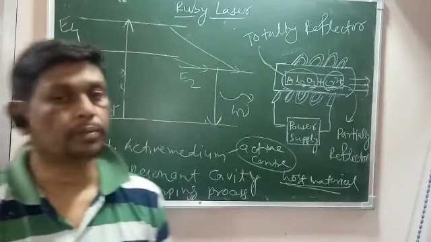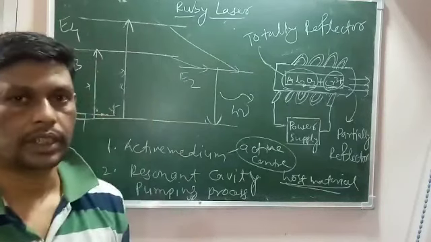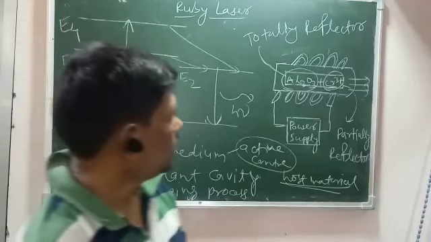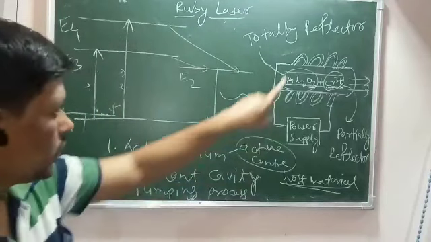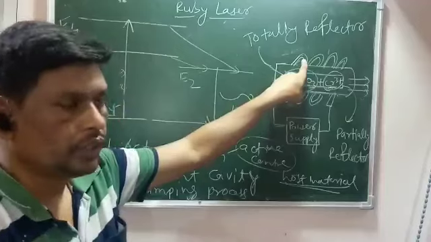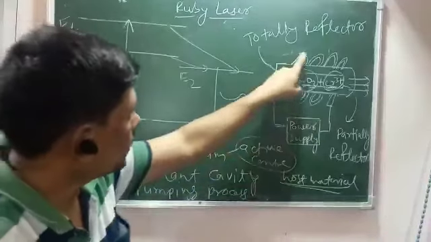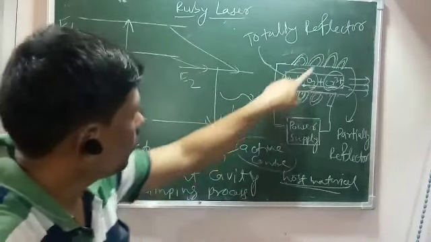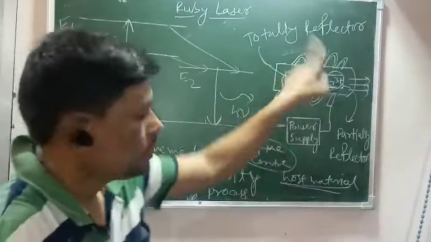This is the pumping process. In the ruby laser, optical pumping is used. For that, we use a helical tube filled with xenon gas. This helical tube is wound around the glass. Xenon is an inert gas.